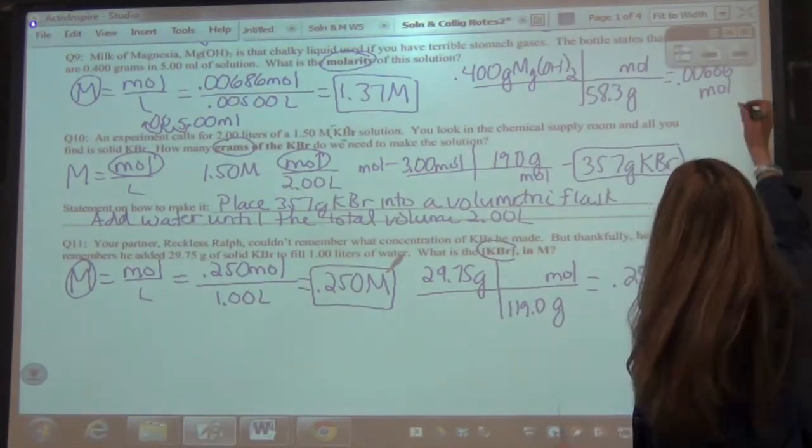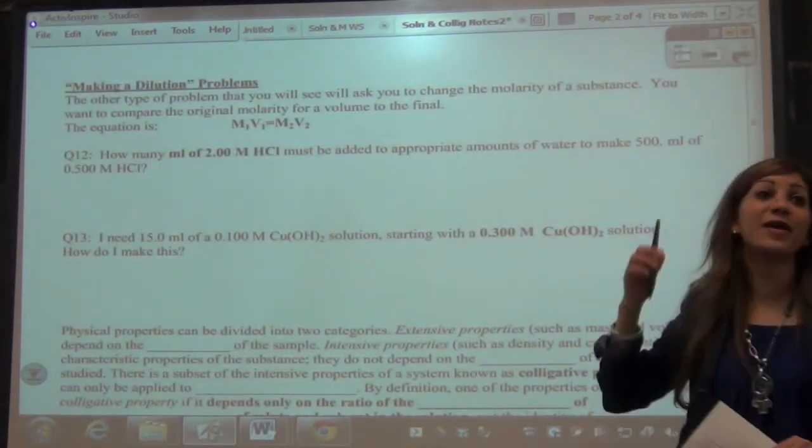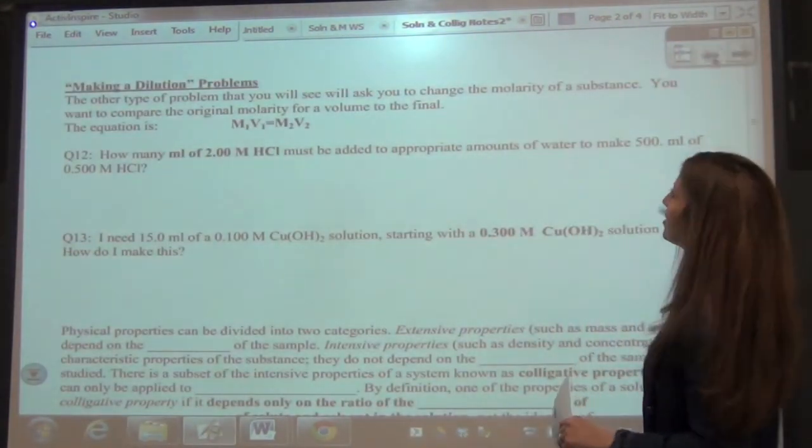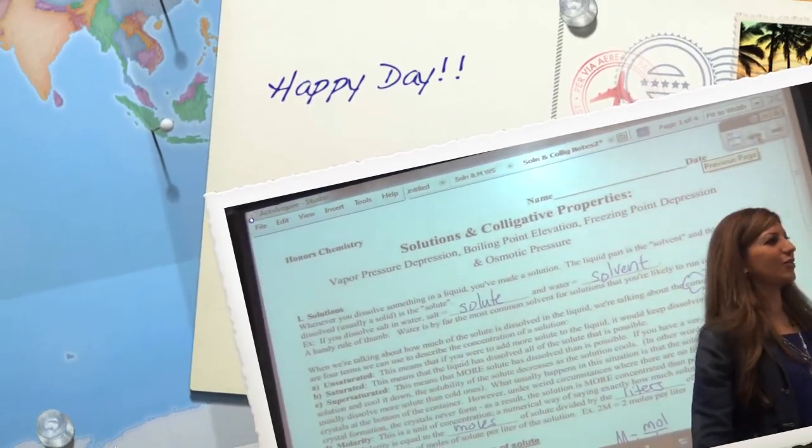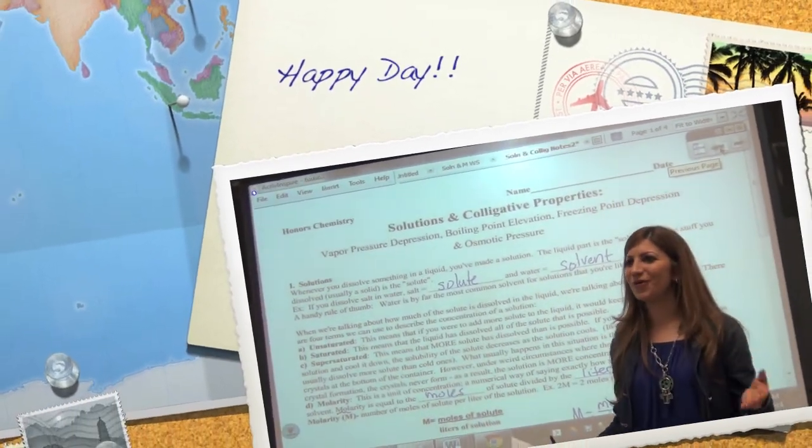And then what we'll do later on is talk about how you make a dilution, because we'll talk about doing dilutions once you've made your solution. Okay, and that's it for solution making.